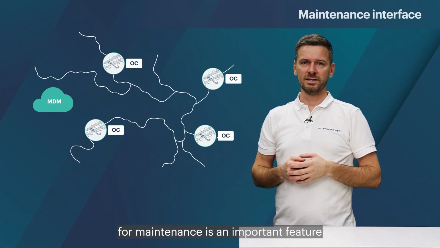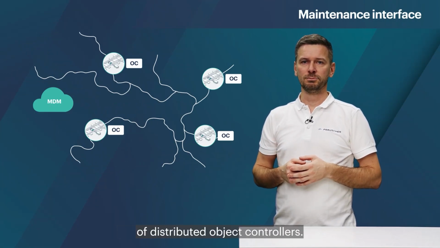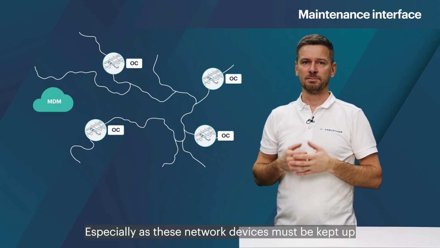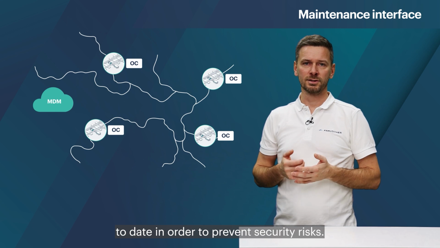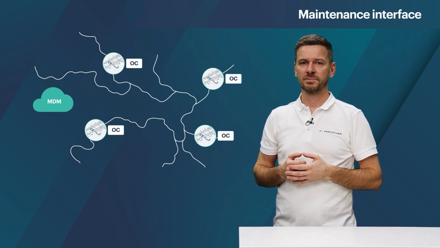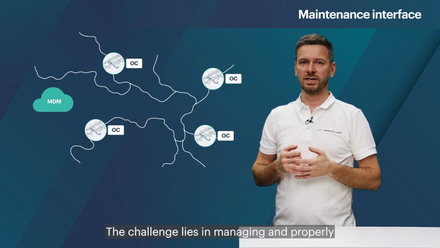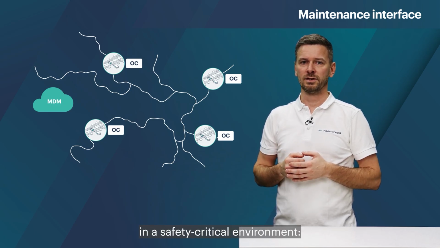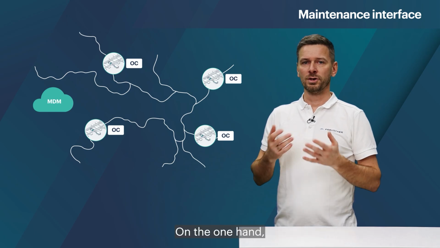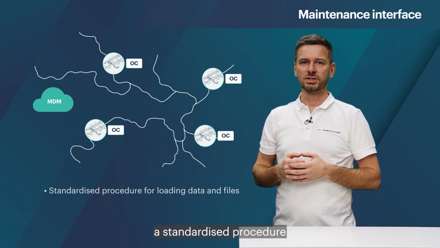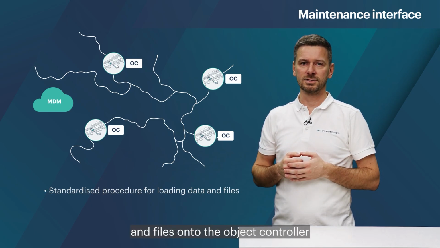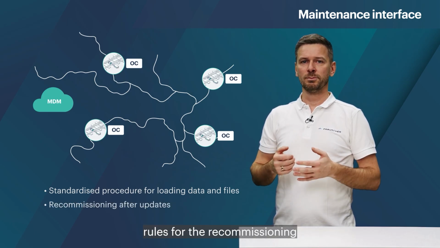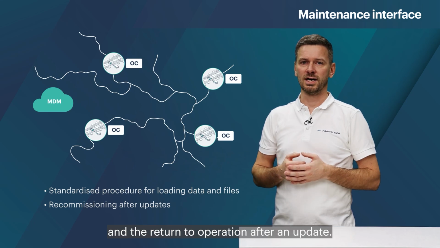Remote access for maintenance is an important feature of distributed object controllers, especially as these network devices must be kept up to date in order to prevent security risks. The challenge lies in managing and properly handling two complex processes in a safety-critical environment. On the one hand, a standardized procedure for loading of data and files onto the object controller, and on the other hand, rules for the recommissioning and the return to operation after an update.